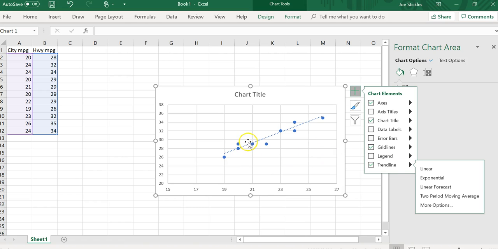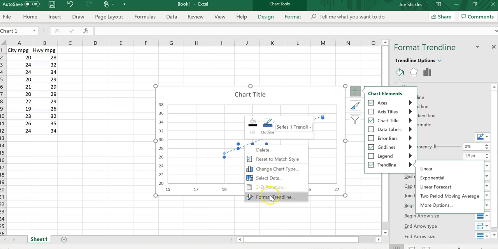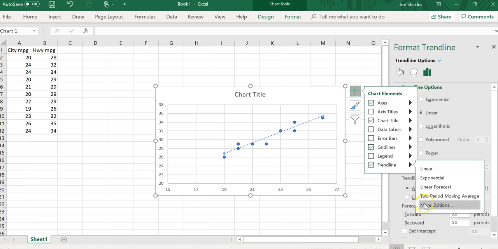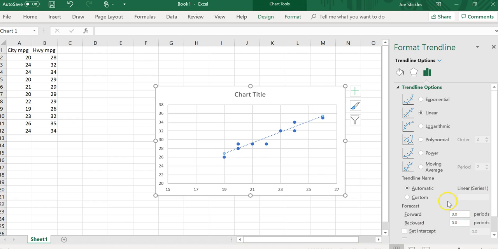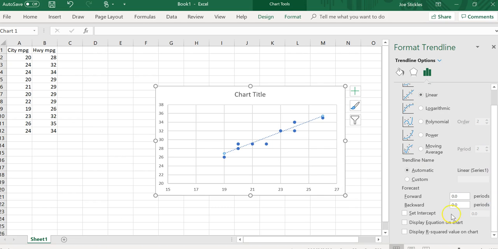I think you can format the trend line too, if I remember correctly. If I right-click on the trend line, you can also change whether we want it linear or a different model. You can set the intercept if you really want to. You can display the equation on here if you really want to, which is kind of nice if we're going to check our answer here in a second anyway. Might as well display the equation.